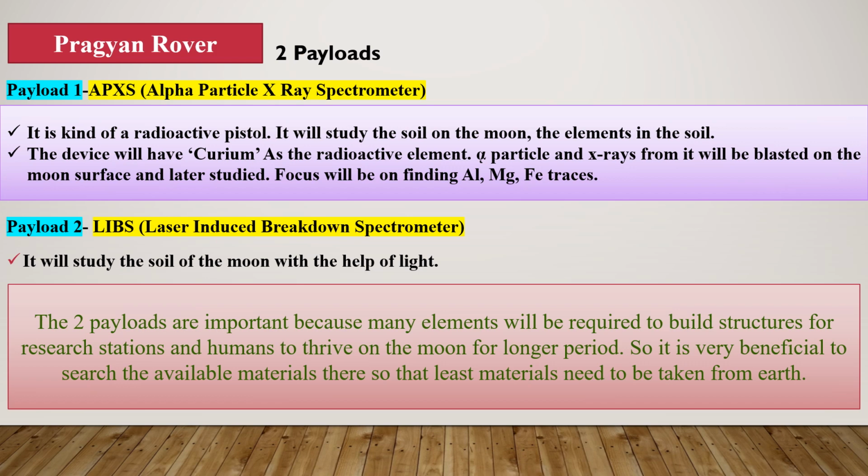The next payload attached to the Pragyan rover is LIBS, Laser Induced Breakdown Spectrometer, and it will also help in studying the soil of the moon with the help of light. So these two payloads will help to study the soil on the moon, and they are important because many elements will be required to build structures for research stations and for humans to thrive on the moon for a longer period. So it is beneficial to search the available materials on the moon, so that the least materials need to be taken from the earth.